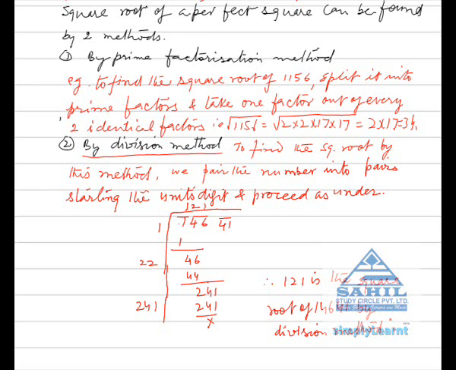We take down 46, double the quotient which is 1, that is make it 2, then again it is divisible 2 times. 22 into 2 is 44, giving you the remainder as 2. Take down 41, making the quotient double, that is 24. Divisible 1 time is giving the remainder as 0. Therefore 121 is the square root of 14641 by the division method.